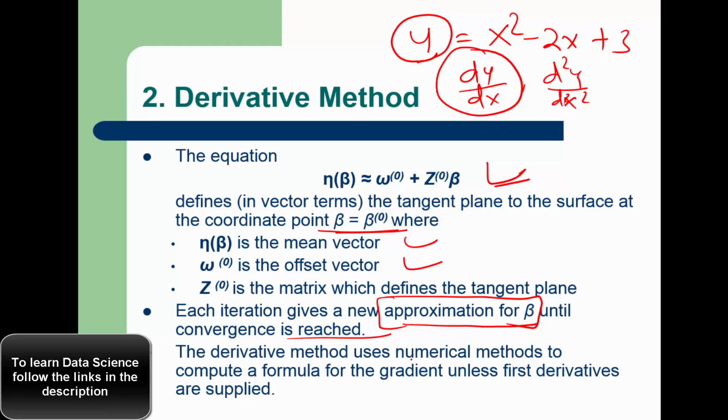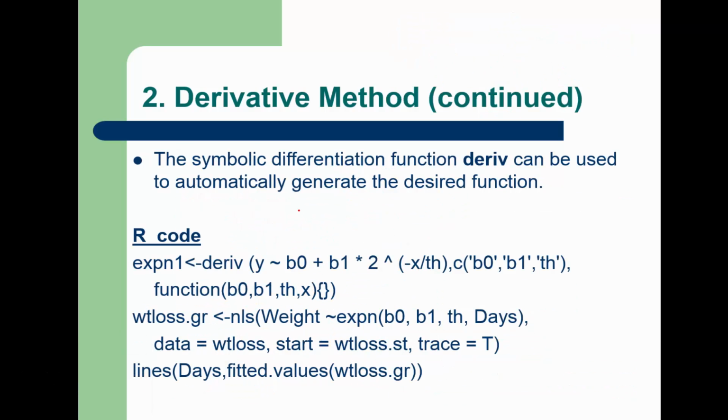The derivative method uses numerical methods instead of the random guessing of the previous method, where we just guessed randomly. It computes the formula of the gradient unless first derivatives are supplied. So if you do not supply the first derivative to the algorithm, it is going to calculate the gradient of the function, and that is used to find the final value. You can use the R code to do that. We won't get into the details. All we can do is use the derivative function within R, which will do the job for us.